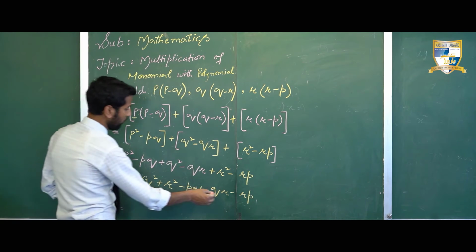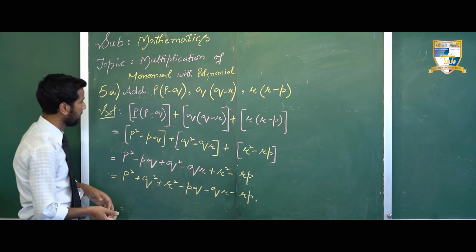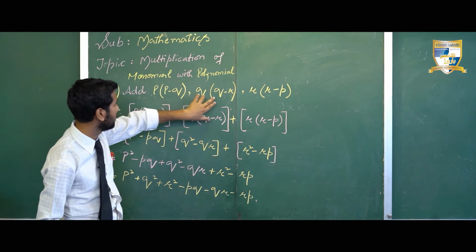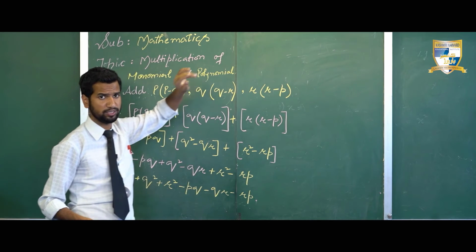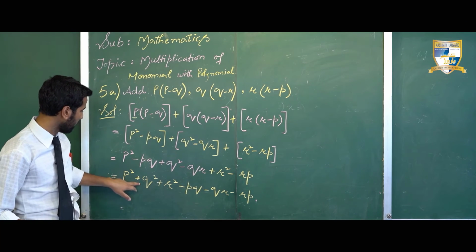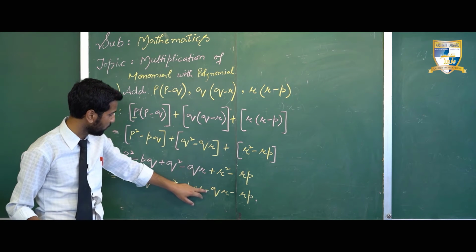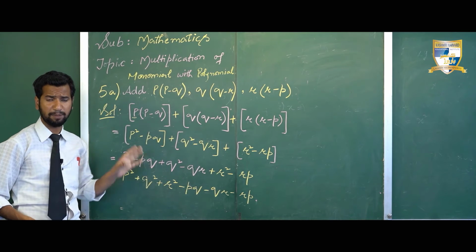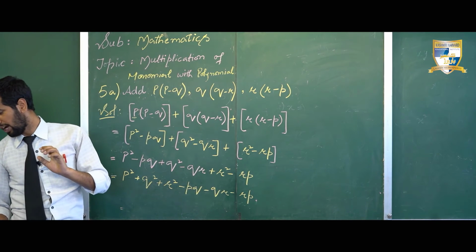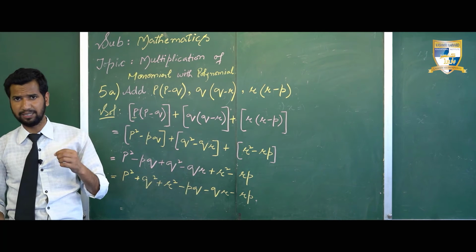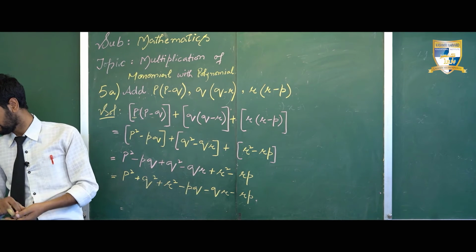So that is the end of question number 5, part number A, which was asking for addition of these three expressions. By adding these three expressions, we are getting here P square plus Q square plus R square minus PQ minus QR minus RP. So that is the end of question number 5, part number A. Now part number B is also based on addition, and part number C is based on subtraction.